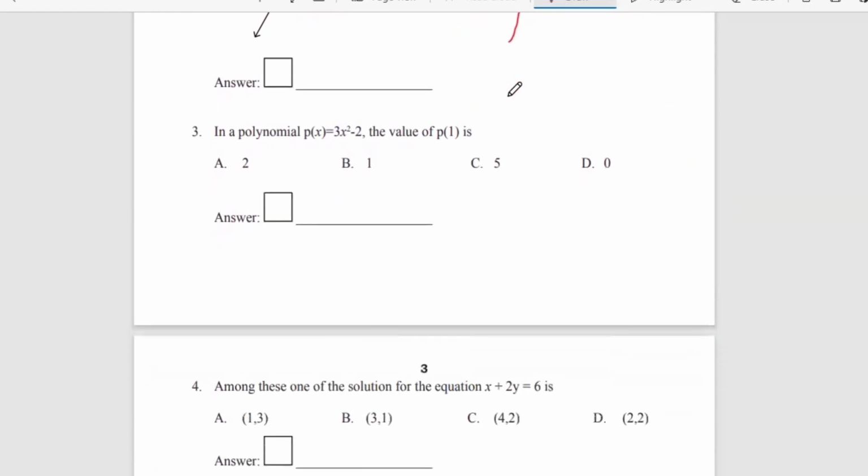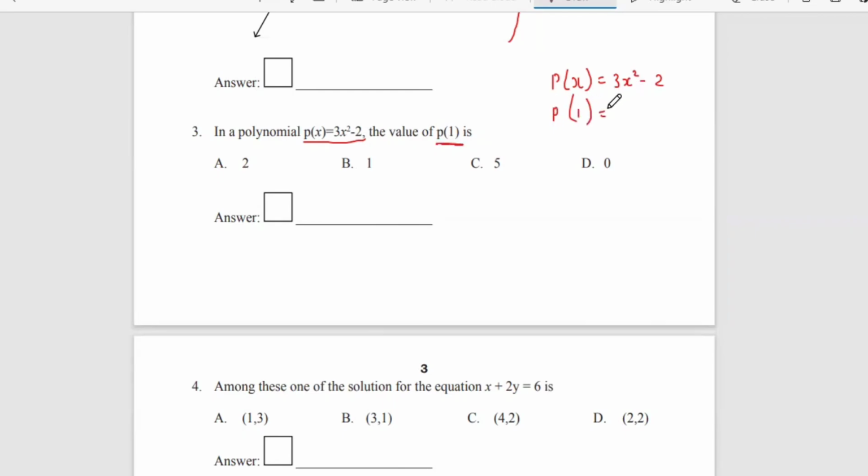Moving to the third one. The third one is very simple. They have given the x value. This is your polynomial expression, p of x is equal to 3x square minus 2. Yes, you can see over here p of 1, that is, the x value is given as 1.